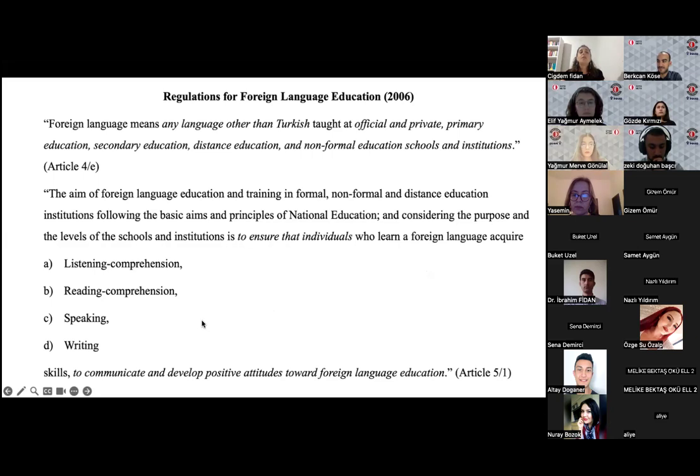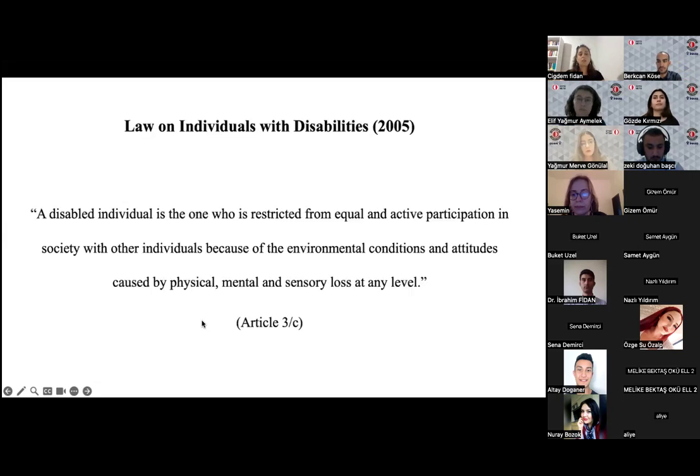Until now. And the regulations for foreign language education say that foreign language means any language other than Turkish. And mostly the regulations focus on listening, reading, speaking, and writing in language education. And as you see, different modes of language are ignored in the document. So when you look at it from the inclusive perspective, you can just ask a question and easily analyze this document from the inclusive perspective. The other modes of language are just not mentioned in the document.